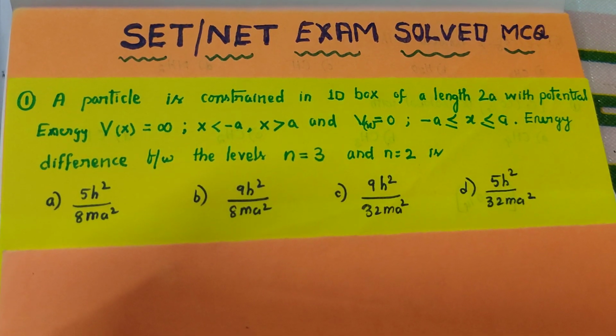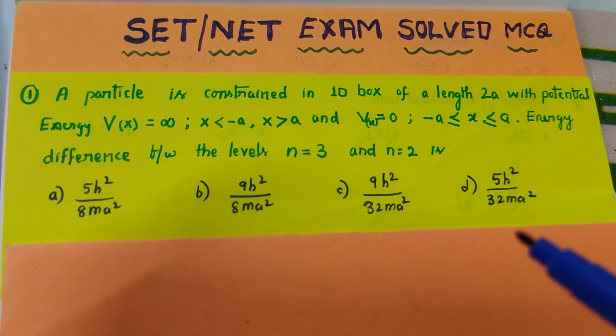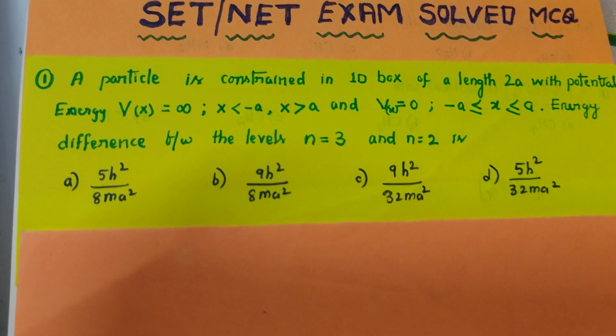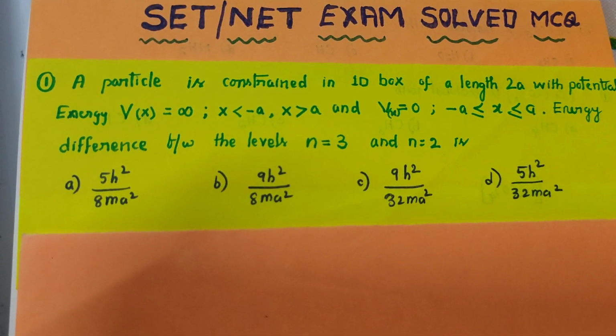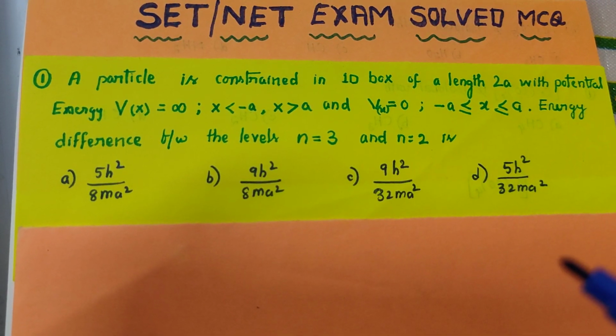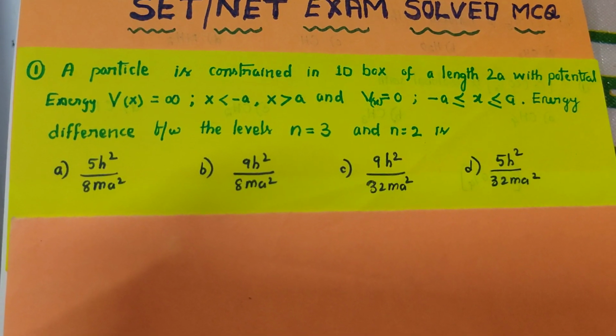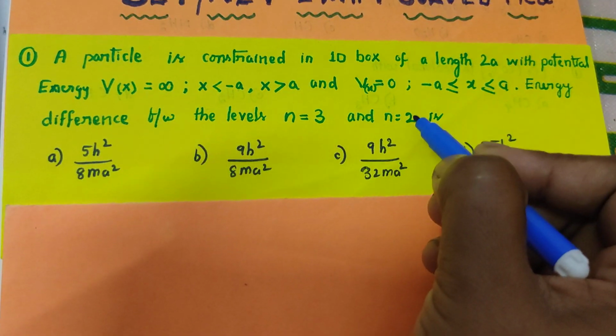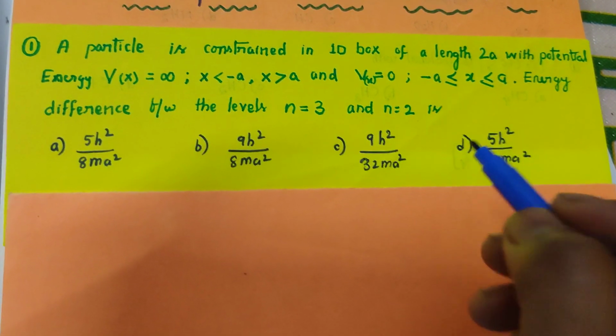Good evening to all. Today we'll solve questions regarding the quantum chemistry 1D box and 2D, 3D box concept. The first question is: a particle is constrained in a 1D box of length 2a, with potential energy V infinite outside the box and 0 inside the box, and they are asking about the difference between the levels n=3 and n=2. Here are the options they have given.